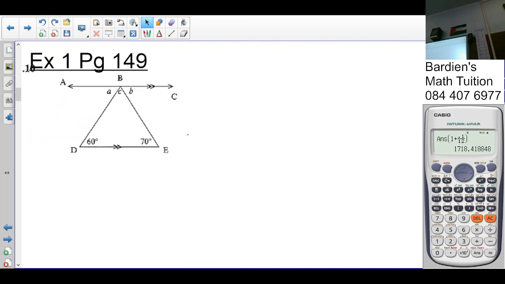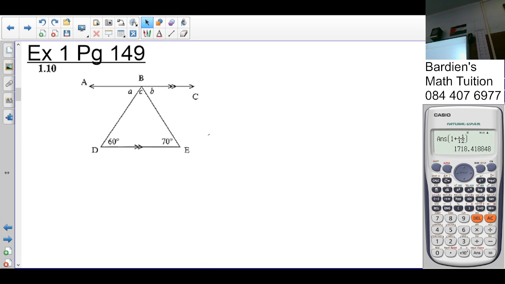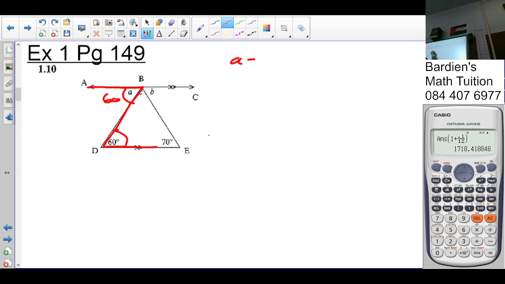1.10. A is 60 degrees. Why? The Z there. So A is 60, alternate angles, with AC being parallel to AB. AB or AC or BC is the same thing. Right. Next, B.